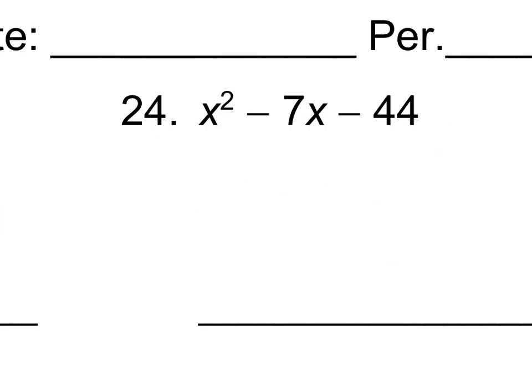Number 24. Is it in standard form? Yes, it is. Is there a GCF? No, there isn't. Number 3. Are there two terms? No, there are not. Number 4. Is it perfect? No, because the 44 is not perfect.